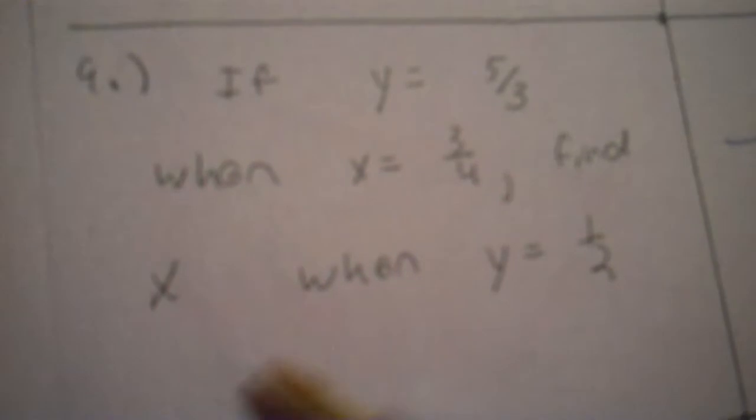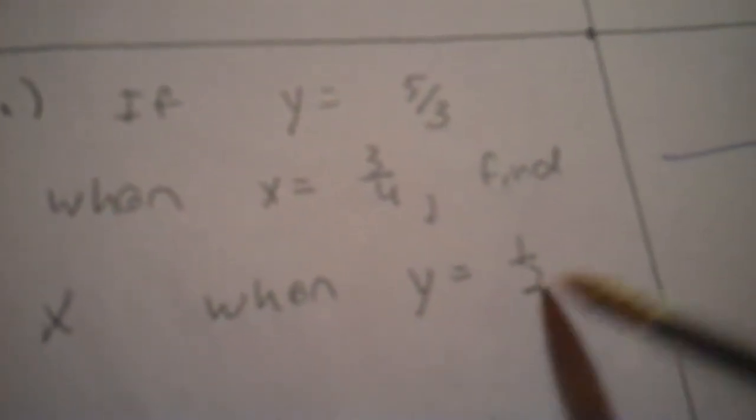Okay, next 2 pages, all you need to do is just put in a little bit of time to look them over. Y varies directly with x. Varies directly means it's proportional, okay? That means you're going to set up a cross multiply and divide ratios, okay? Y equals 5/3 when x equals 3/4. So we find the x value if y has a value of 1/2. So I like to put my y on top. So the given ratio is 5/3 to 3/4.